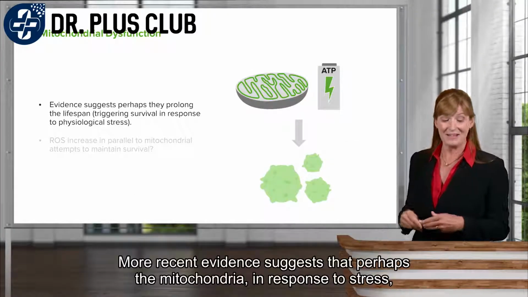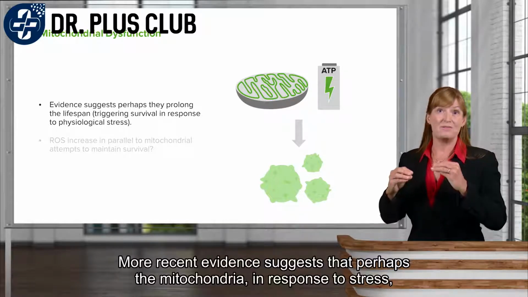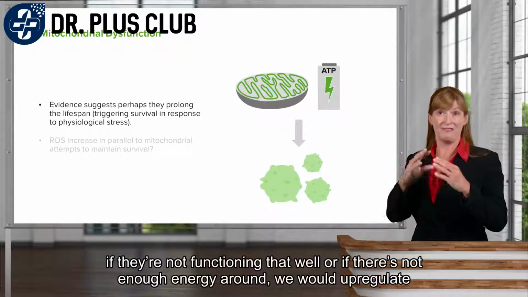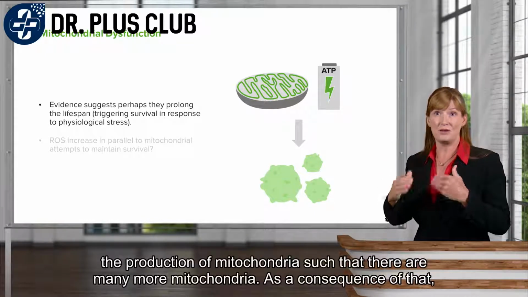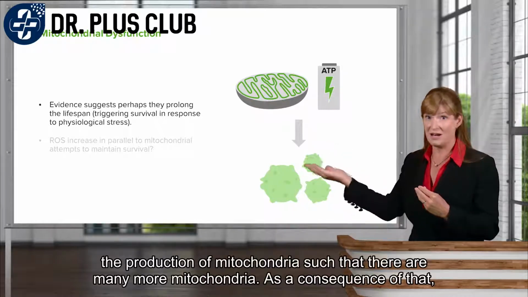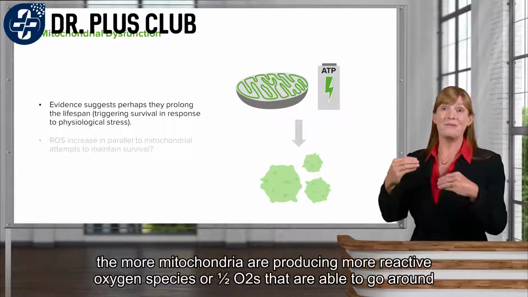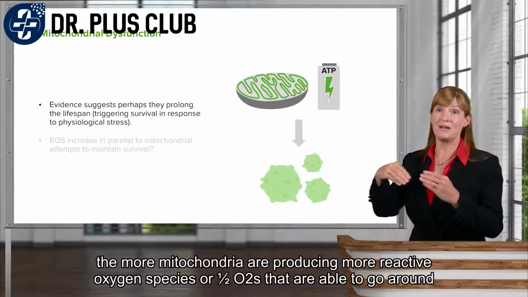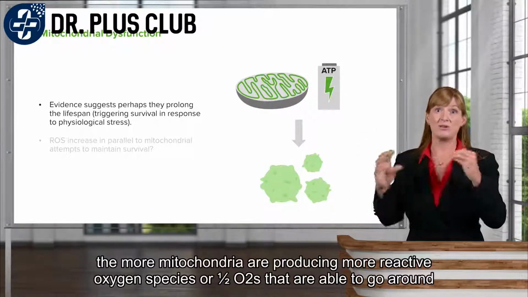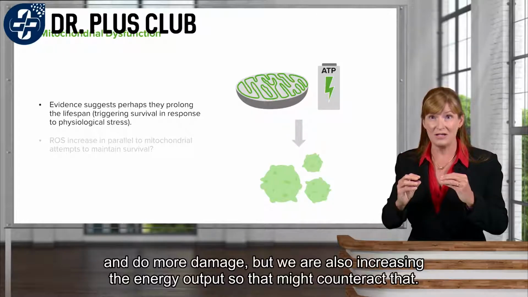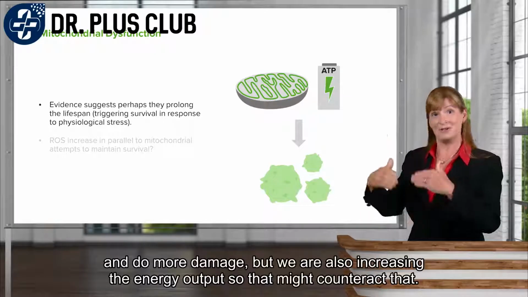So more recent evidence suggests that perhaps the mitochondria, in response to stress, if they're not functioning that well, or if there's not enough energy around, we would upregulate the production of mitochondria such that there are many more mitochondria. And as a consequence, the more mitochondria are producing more reactive oxygen species, or ROS, that are able to go around and do more damage. But we are also increasing the energy output, so that might counteract that.